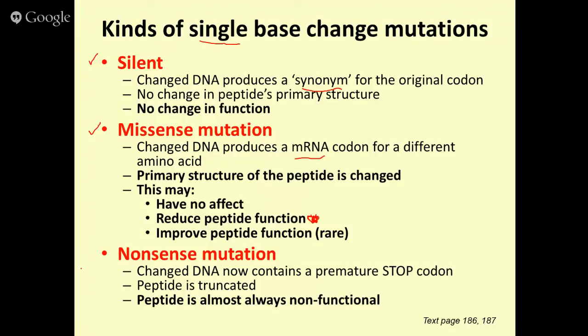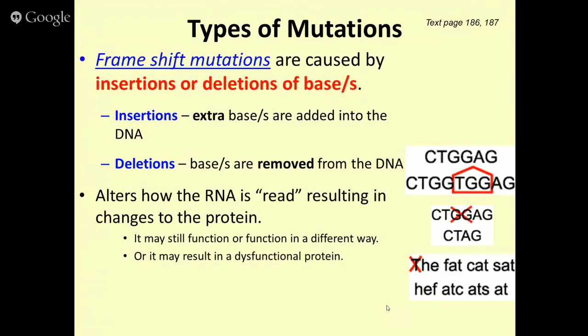And then our last one, our nonsense mutation. This is where your change in your DNA has now produced a premature stop codon. So you're putting in a stop codon too early, so your peptide is much shorter than it's supposed to be. And in this situation, the peptide is almost always not functional. So these are the different kinds of base change mutations.